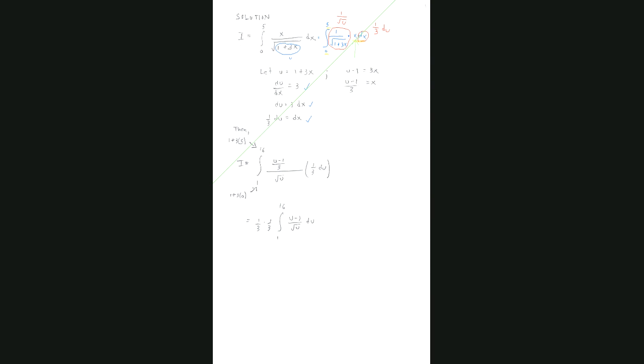If u equals 1 plus 3x, what's x? Well, u minus 1 would be 3x, so x would be u minus 1 over 3. And that's why I do this piece to the right. Sometimes you have to do that.